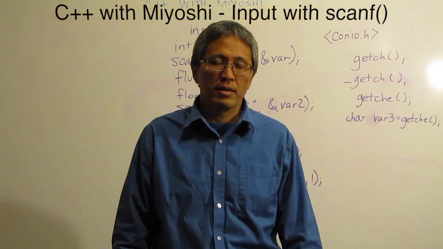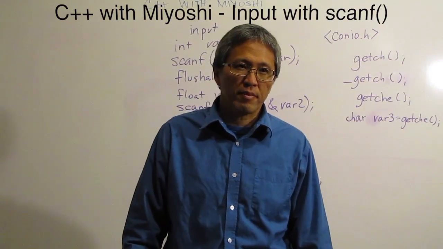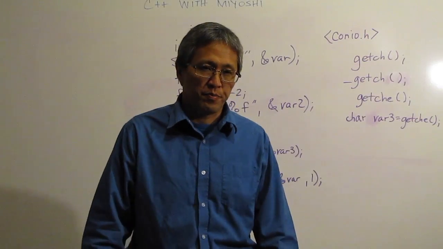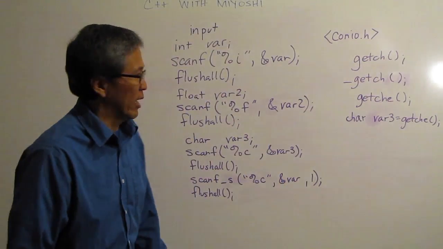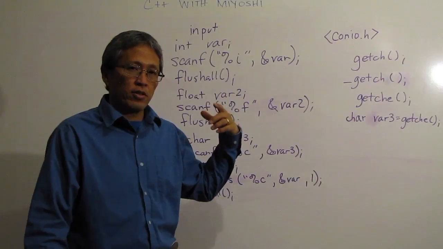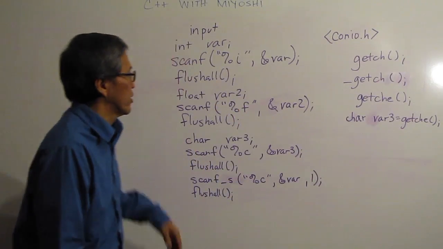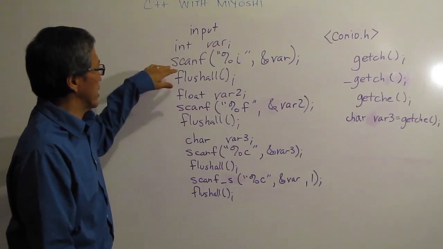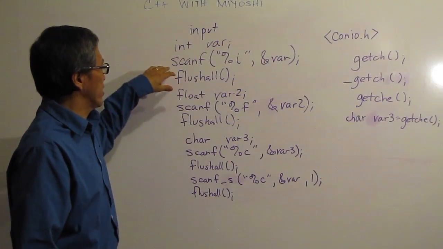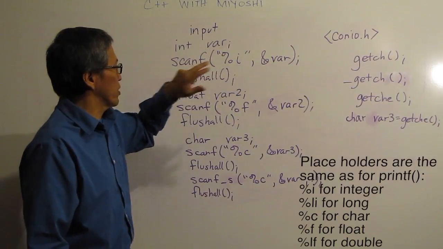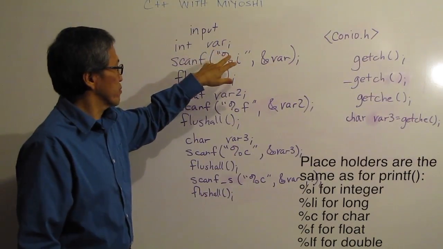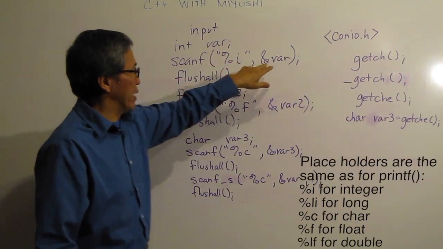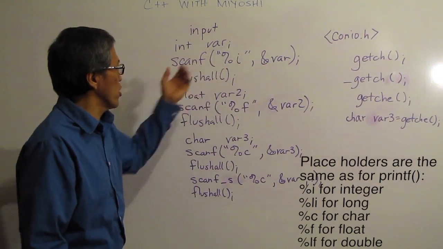Today we're going to talk a little bit about input and using the scanf function. If you are using scanf, you need to make sure that you know what type of variable you're getting. So if I have an integer called var and I want to get that with my scanf, I do scanf, open parentheses, double quote, percent sign i, double quote, comma, ampersand var. So we need to make sure we have all those things in there.